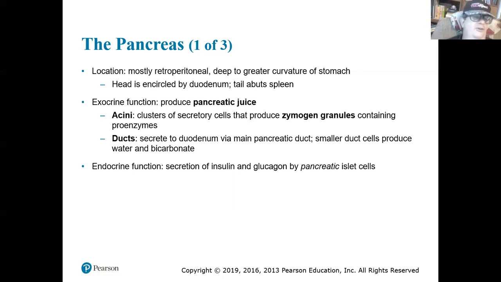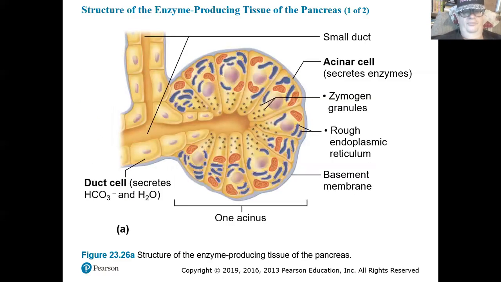Oh, and then there's the function that everyone knows about that's super famous. The pancreas has endocrine functions. It's supposed to make insulin and glucagon. And this is done in pancreatic islet cells. I'm used to the older term, the islets of Langerhans. You might hear me use it both ways, so don't be scared if you see islets of Langerhans. We're talking about pancreatic islet cells.